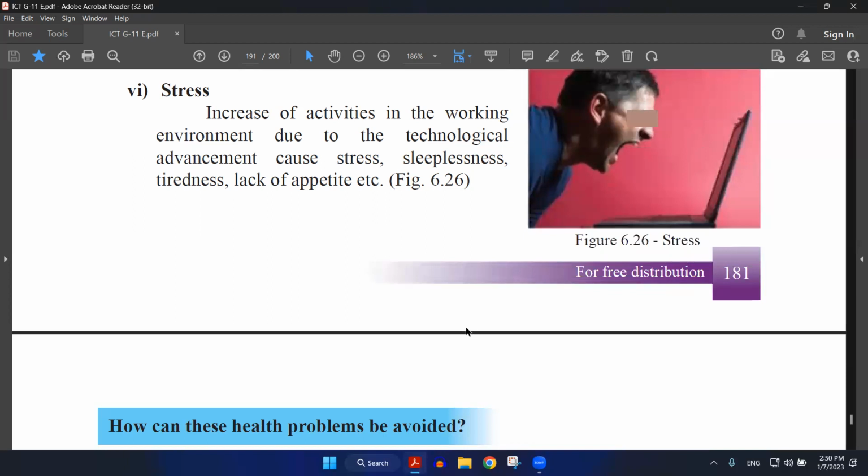So with the stress you will feel less sleepiness, more tiredness, right? And there's another one called lack of appetite. That means you lose your appetite, right? When you are dealing with the stress.